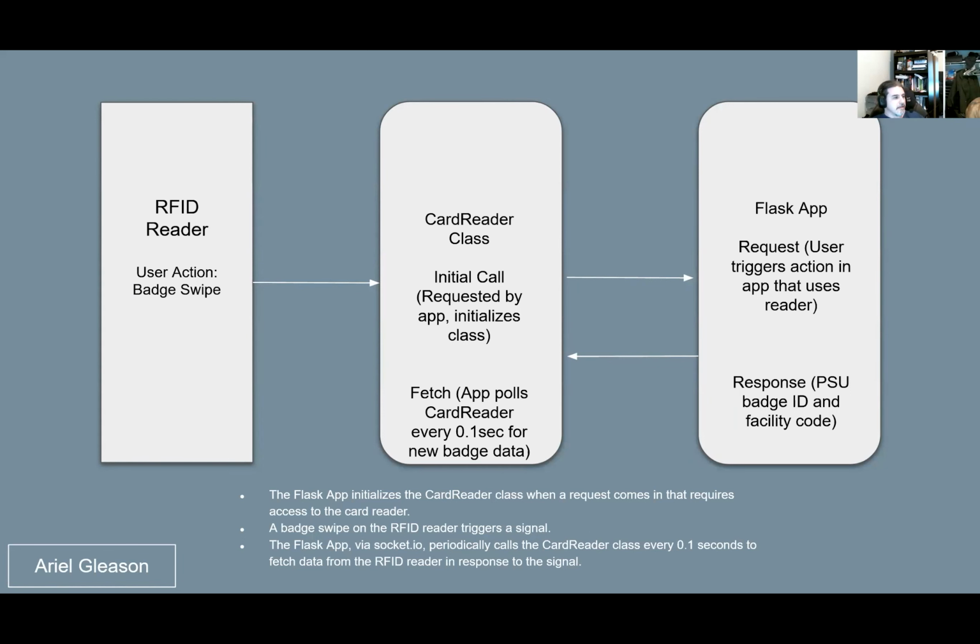By design, the PySerial library acts on a sort of fetch basis. You make a request to the PySerial device, and then it returns whatever data is in the buffer. For a badge reader, this is kind of counterintuitive to how we expect an application to work. We scan the badge, and then the app does something.